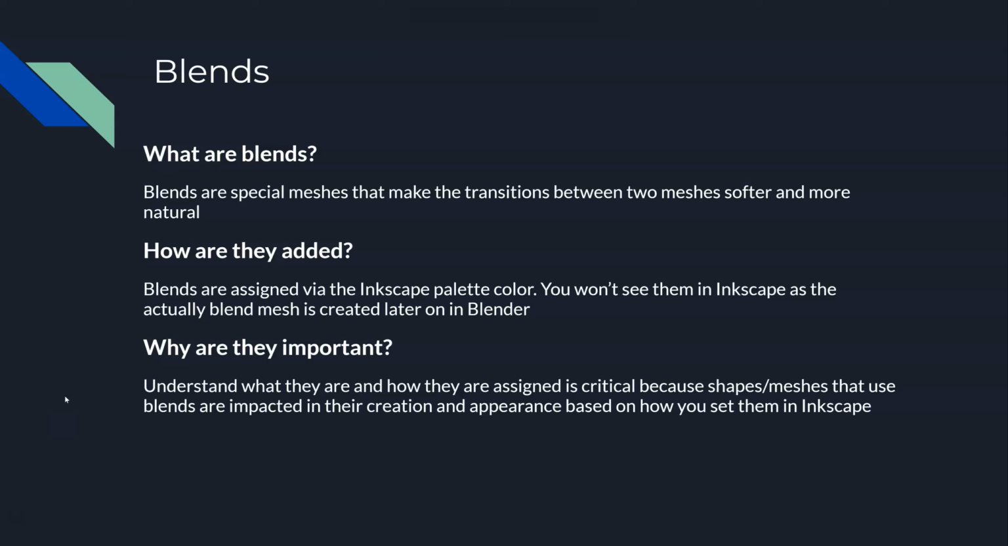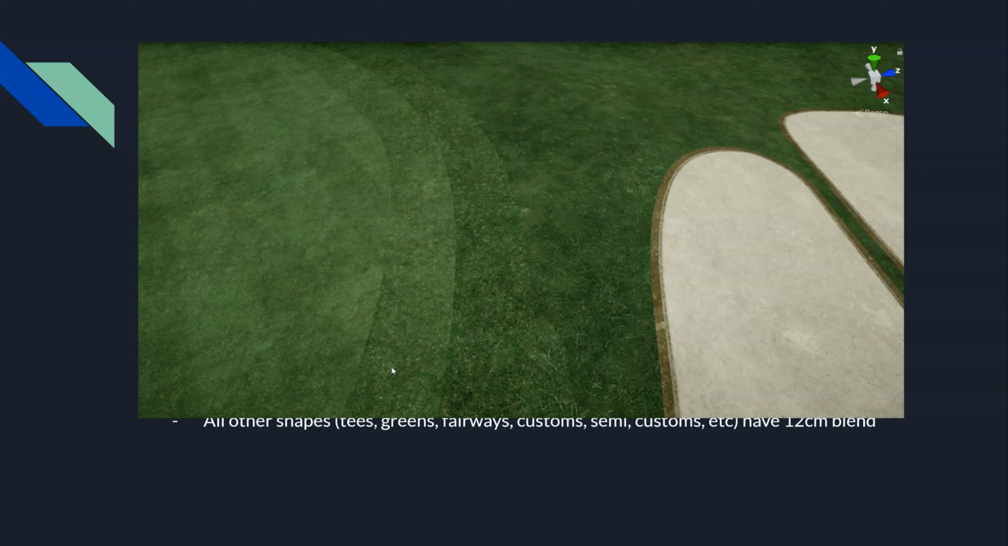So why are they important? It's important to understand what they are and how they're assigned, and that's critical because the shapes and meshes that use blends are impacted in their creation and appearance based on how you set them up in Inkscape. So that was a mouthful, right? But there's going to be times when you might not want blends. There are going to be times when you do want blends, and different types of objects have different kinds of blends. Okay, so let's talk about that. Let's talk about, first of all, what a blend is, okay?